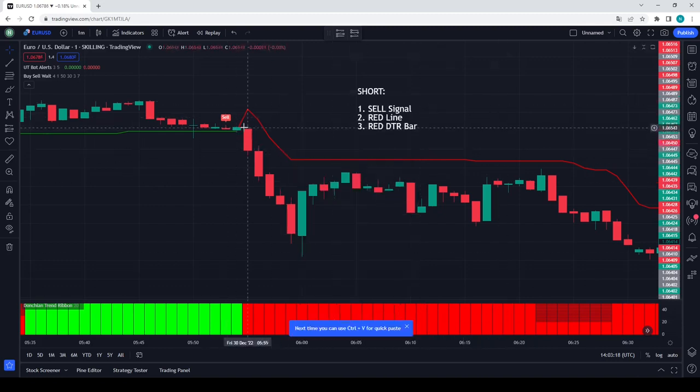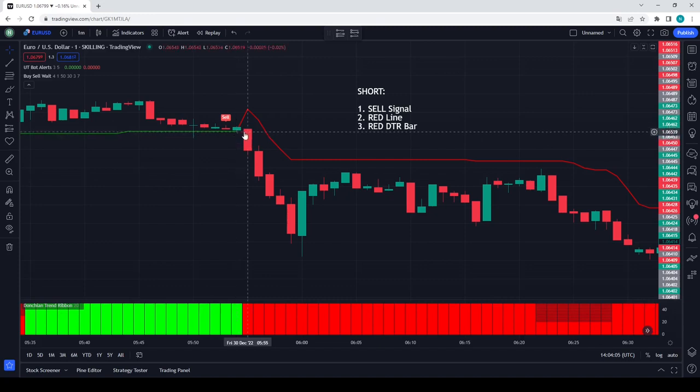And we got a very good example over here. As you can see, we get our sell signal over here, but the only condition which is valid right now is the sell signal. So neither the line nor the Downtrend Trend Ribbon are red, so we will not start into the trade over here. So we will wait until the line changes red, which is here, and in the same candle the DTR bar will change from green to red. So this is our first candle which has all three conditions valid.